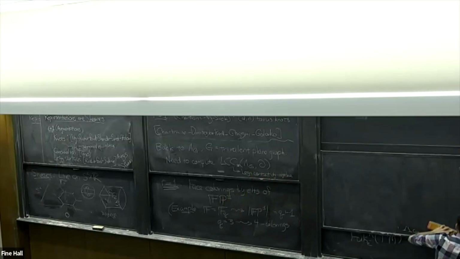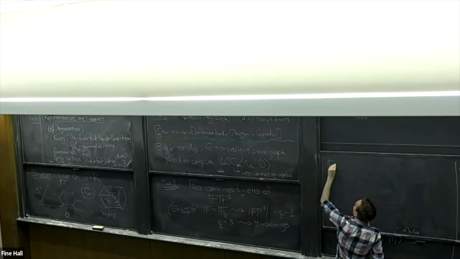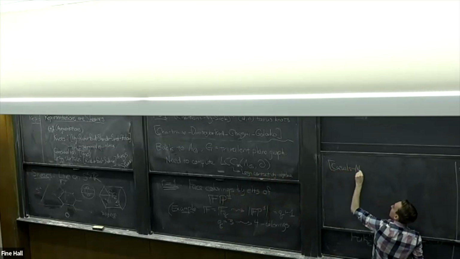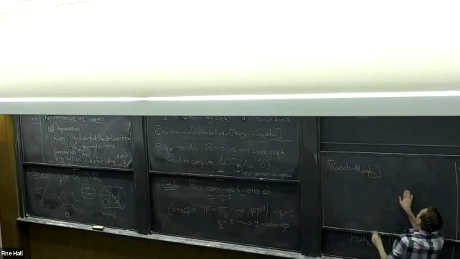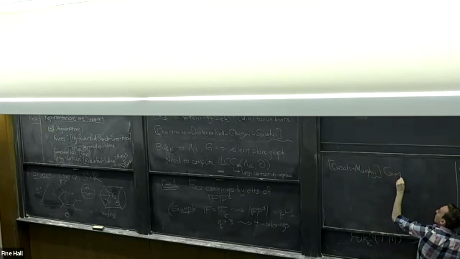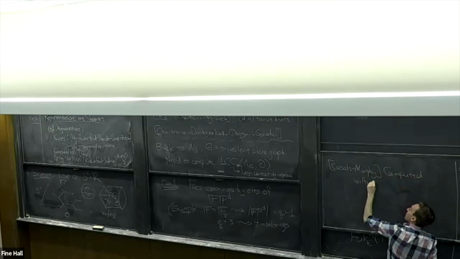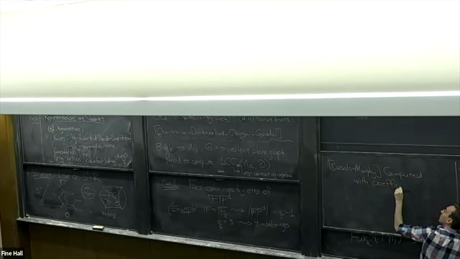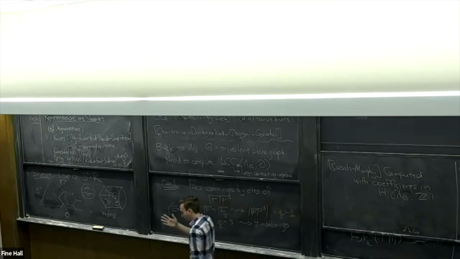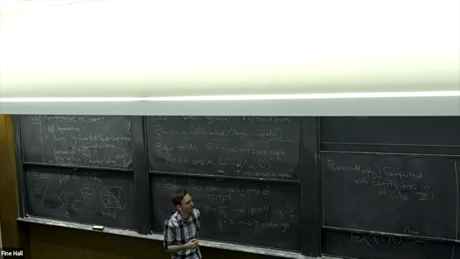Okay. And so Casals and Murphy computed it with coefficients in the first homology of the Legendrian. So they had a paper, cubic planar graphs and differential graded algebras, something like that.